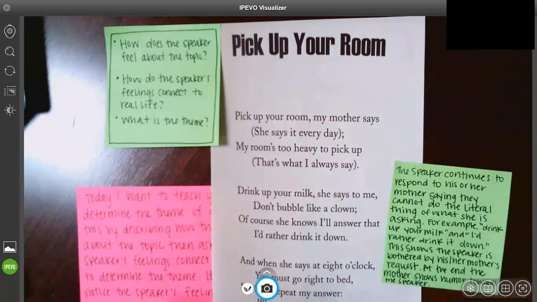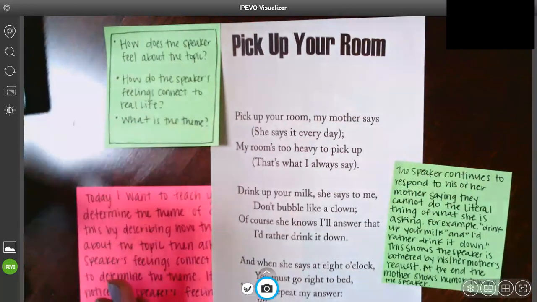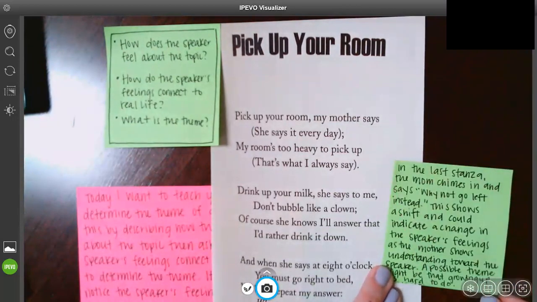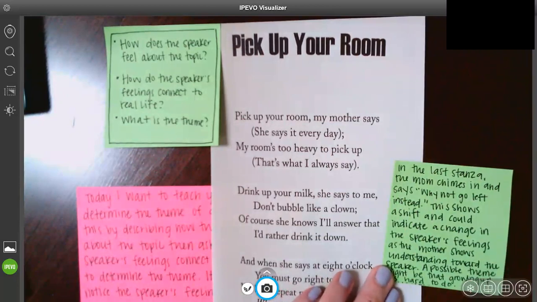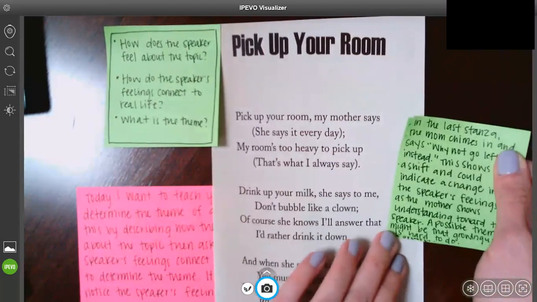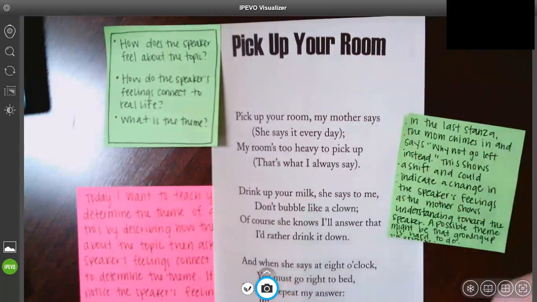So I'm starting to think that in the last stanza, the mom chimes in and says, why not go left instead, when the request is to go right to bed? And I'm wondering if this could indicate a possible change in the speaker's feelings as the mother is starting to show some understanding and humor towards the speaker. And I'm thinking that a possible theme at this point might be that growing up is hard to do.